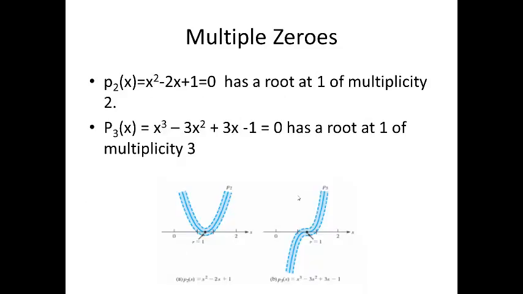So, for example, here p2 is x squared minus 2x plus 1. And we kind of know that's (x minus 1) squared. So it has a root of 1 with multiplicity 2. And p3 is x cubed minus 3x squared plus 3x minus 1. And that's also (x minus 1) cubed.